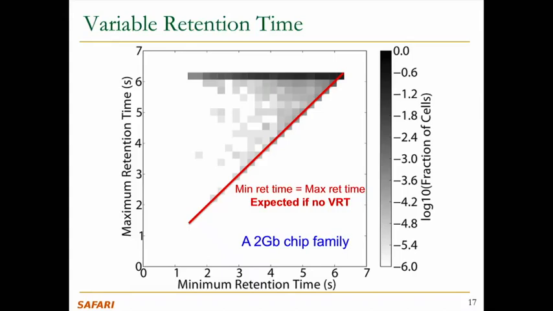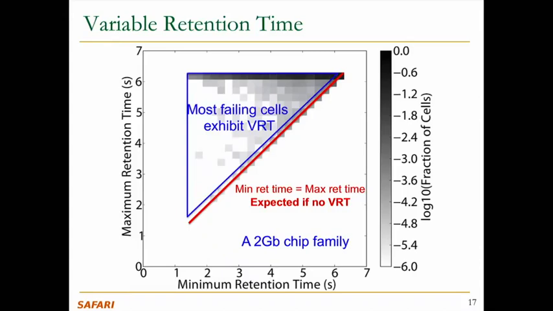Most of the cells are actually here. This is a density plot. You can see that the darker colors indicate more cells in that particular XY point. So most of the cells are actually here, which means that most failing cells actually exhibit variable retention time phenomenon. And there are many failing cells that jump from very high retention time to very low. The minimum retention time here is 1 point something, and the maximum retention time is 6 point something seconds. So they actually jump from very different retention times. This shows that the phenomenon is getting worse, and also it is there for many chips, many cells. Any questions? The paper has more data on this one, but I find this fascinating.